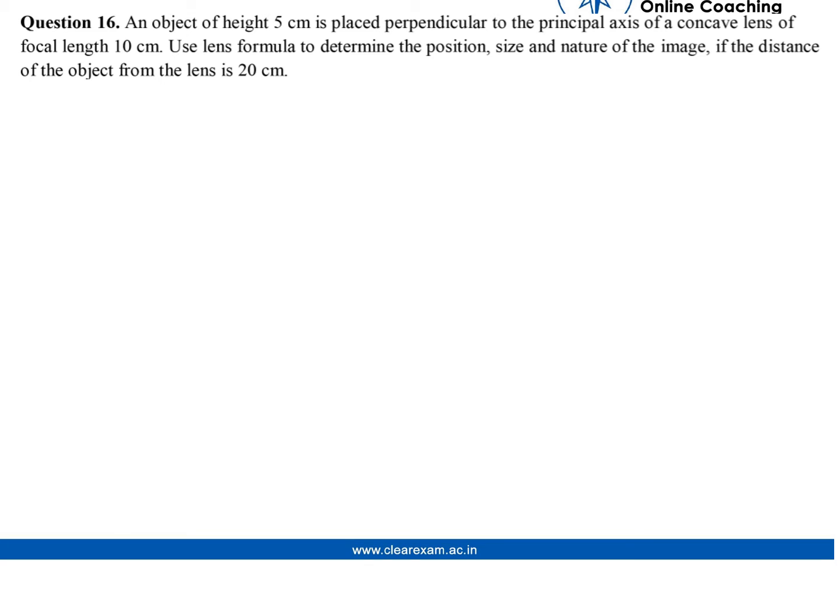Question number 16. An object of height 5 cm is placed perpendicular to the principal axis of a concave lens of focal length 10 cm. We have to use the lens formula to determine the position, size and nature of the image if the distance of the object from the lens is 20 cm.